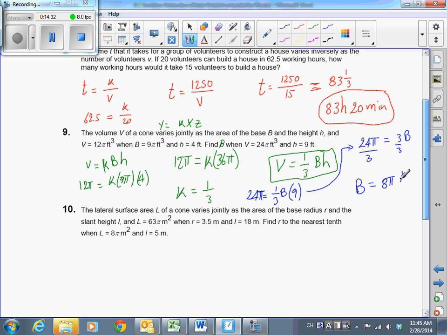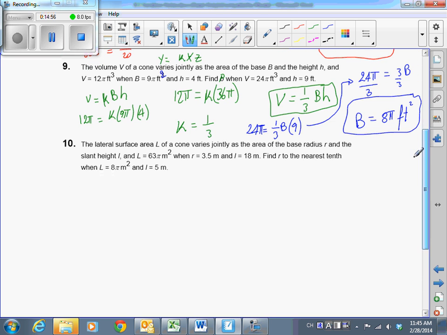B is 8 pi. Normally it's area of the base. It's not supposed to be cube. If it's an area, it's supposed to be square. And that's your final answer. So even here it's supposed to be kept square. But again, match the unit that is given.